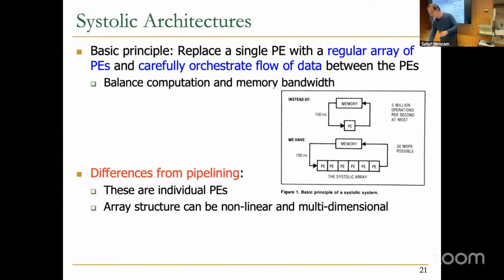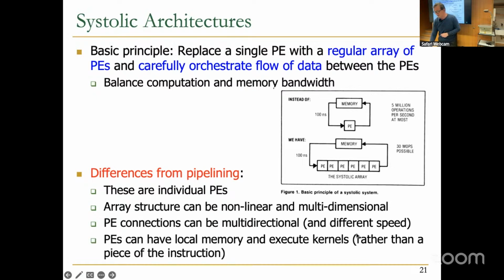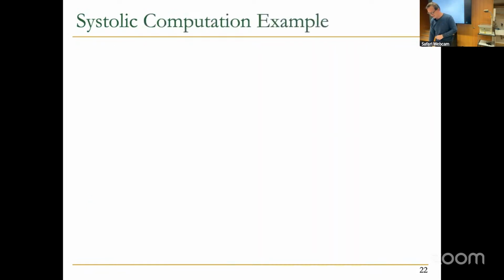So it's really a processing paradigm as opposed to improving the execution of instructions and partitioning them into smaller stages. The connections between processing elements could be multi-directional and of different speeds also. And processing elements, if you generalize this, can have local memory and execute kernels rather than a piece of the instruction. So that's the key difference from pipelining. Hopefully this is clear. It's probably obvious to a lot of you because you've seen pipelining and we've discussed it. Okay, let's take a look at an example, systolic computation.